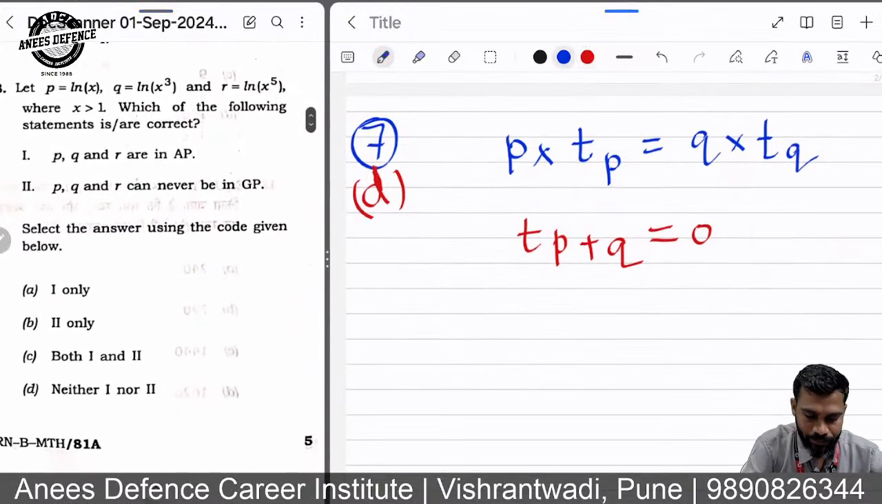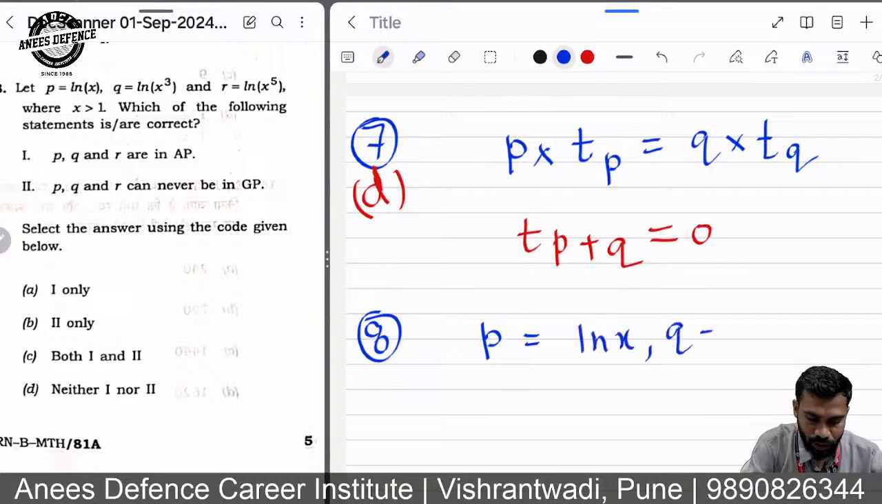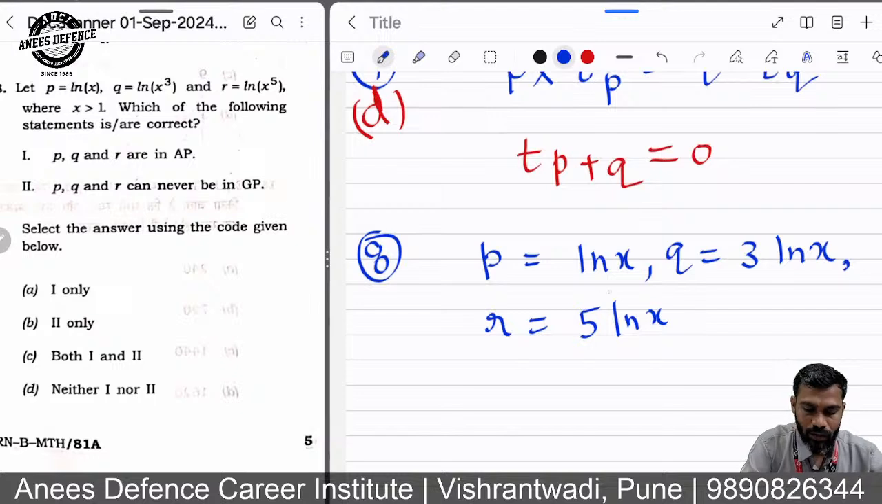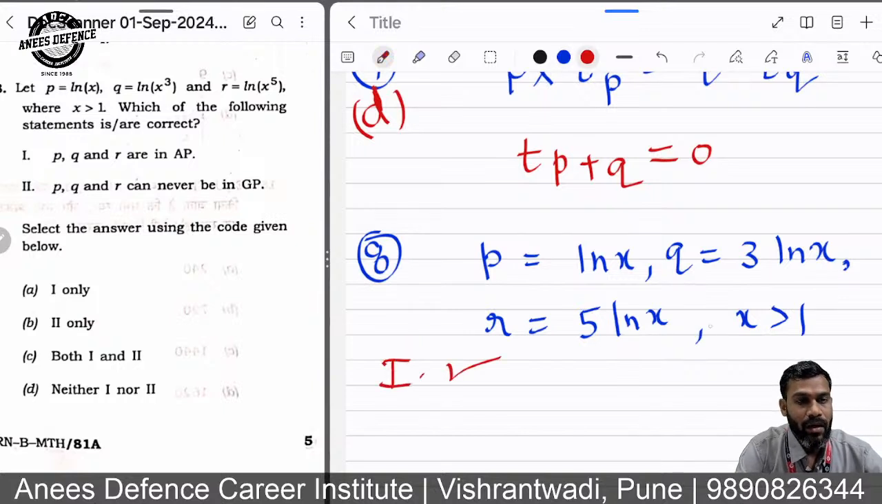Question number 8. What is there? P is equal to ln x, I can write q is equal to 3 ln x, and r is equal to 5 ln x. Yes or no? So P, Q, R you can clearly see, and x is greater than 1, right? So P, Q, R are all in AP. So the first statement is correct.